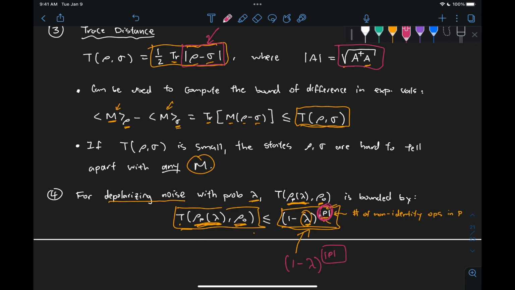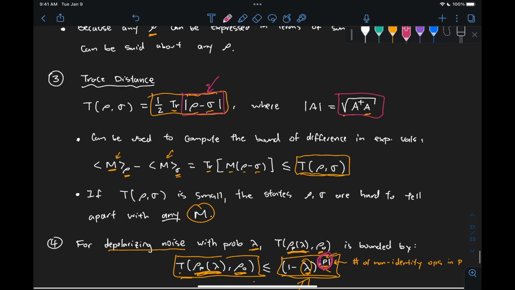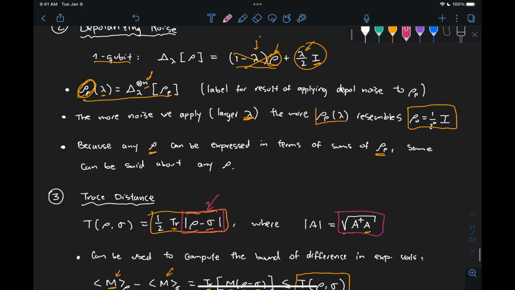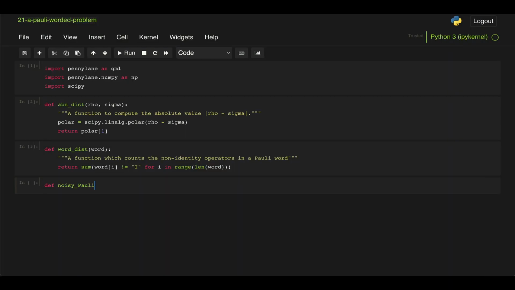And now the first thing we're going to do is implement a function to compute this density matrix rho sub p of lambda for some given word p. So we're going to define a function. We're going to call it noisy_pauli_density, which is going to take in a word, a string of X, Y, Z Pauli matrices, and some parameter lambda. And first we need to compute the number of qubits, which is basically equal to the length of the word. So in a Pauli word, each term denotes the matrix applied to a given qubit.